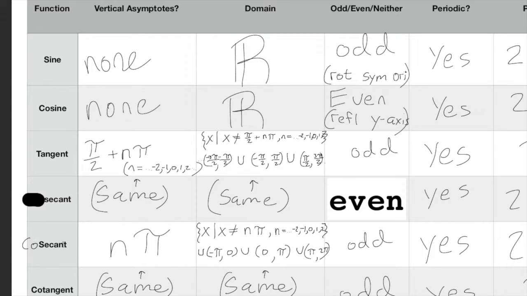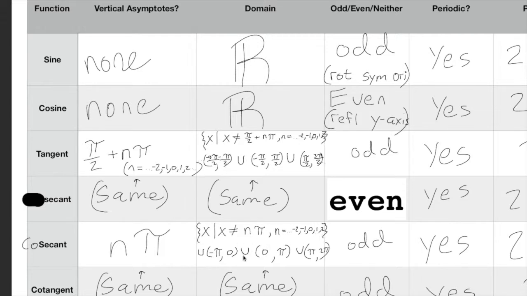Cosecant, let's talk about the cosecant function. It has vertical asymptotes at 0 pi, 1 pi, 2 pi, 3 pi, 4 pi. That's where the vertical asymptotes are. And so you can write the domain as x such that x is not equal to all of the vertical asymptotes. x is not equal to n pi, where n is any integer.